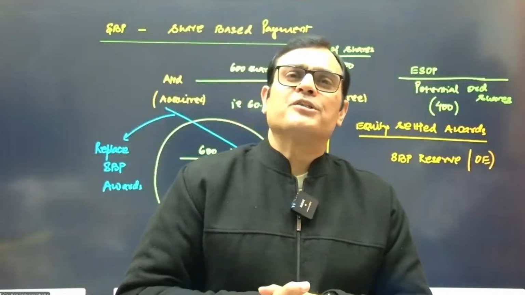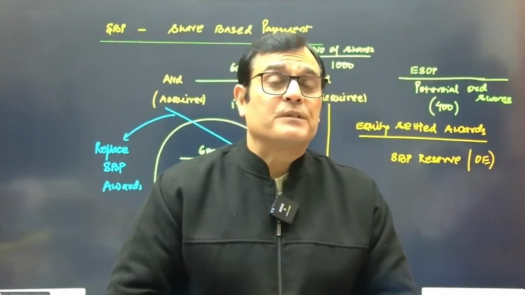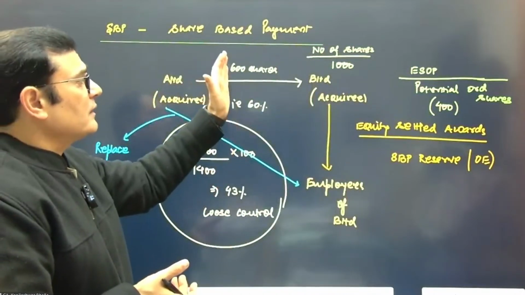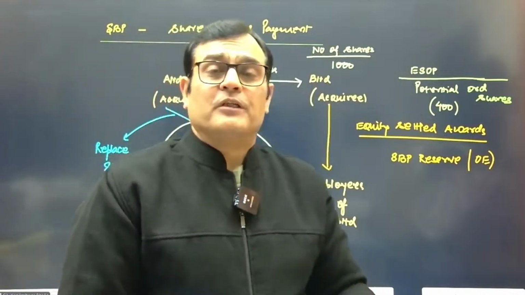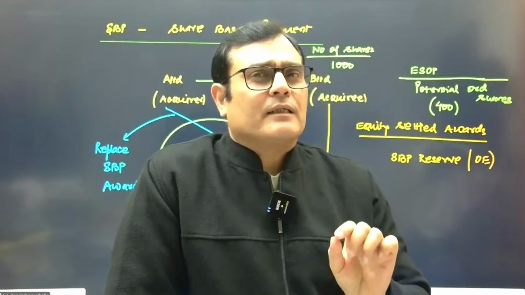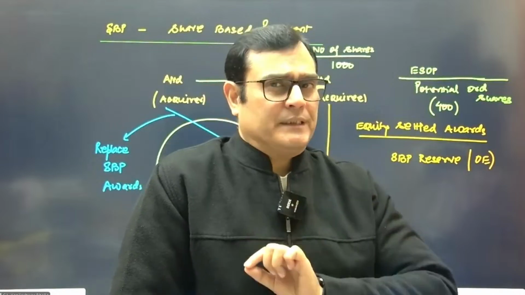Because if the employees of B are given ordinary shares from these ESOPs, A knows that his control may get diluted. If he knows that the control will get diluted, he may not have a problem. But if he knows that the control is lost, he may have a problem. So it's not necessary that every time he will think in terms of replacement.